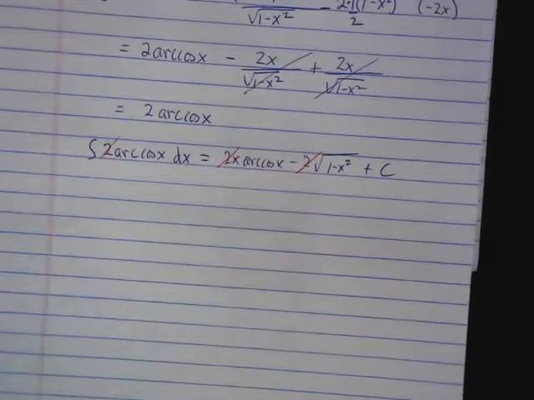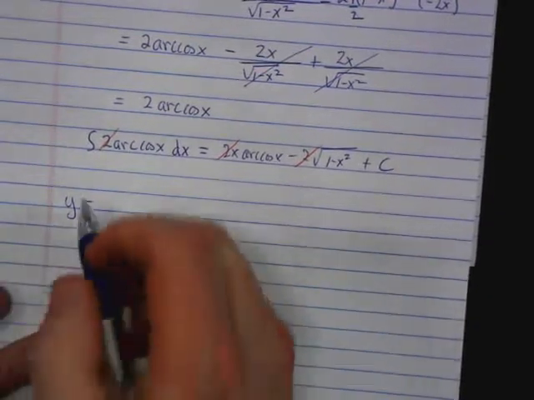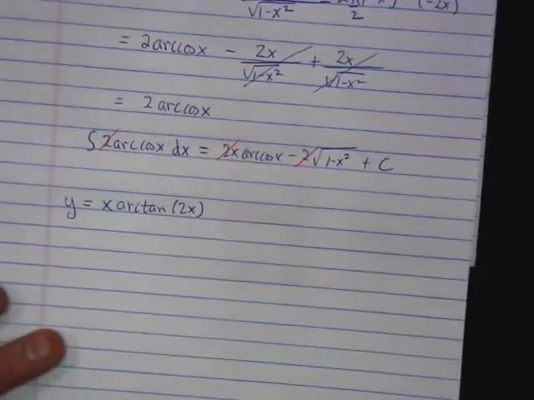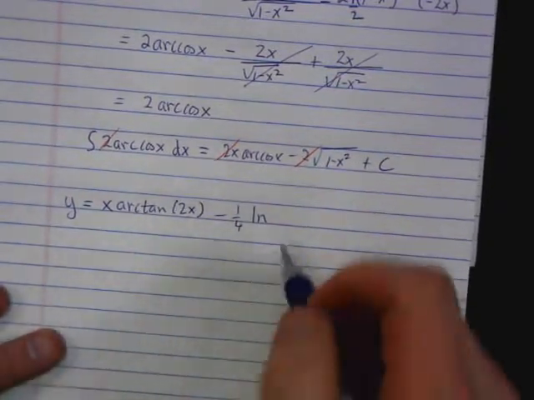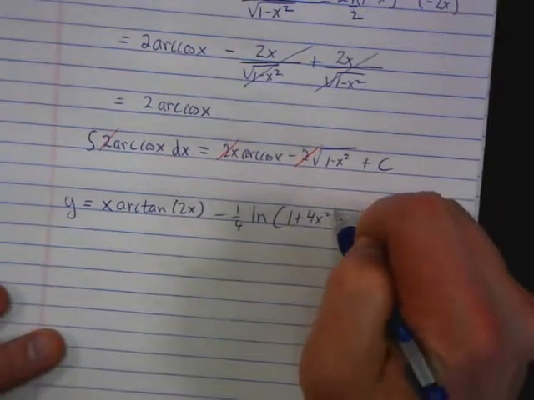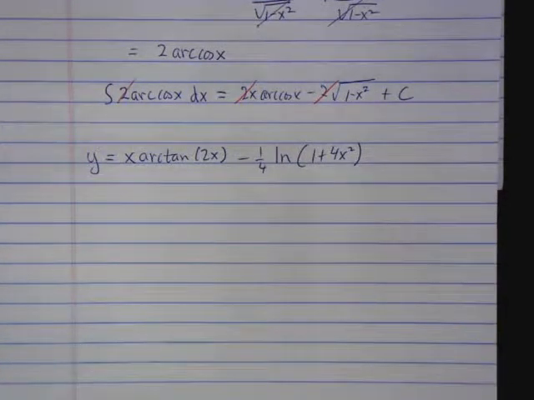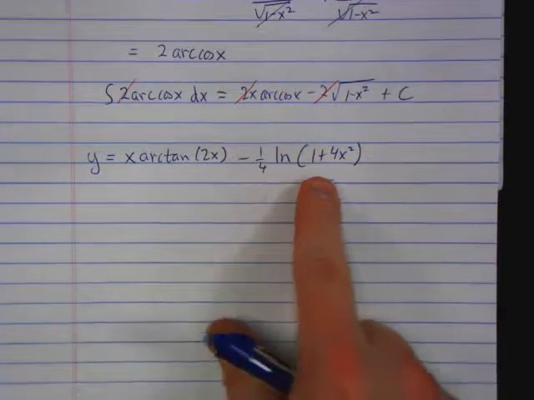All right, let's try another one. How about y equals x arctan of 2x minus 1/4 natural log, and the natural log's in a few days, of 1 plus 4x squared. That's a minus 1/4. That's correct. Minus 1/4 ln of 1 plus 4x squared.